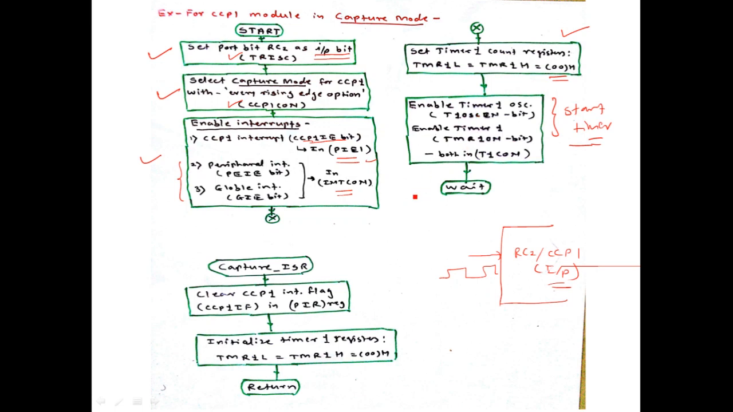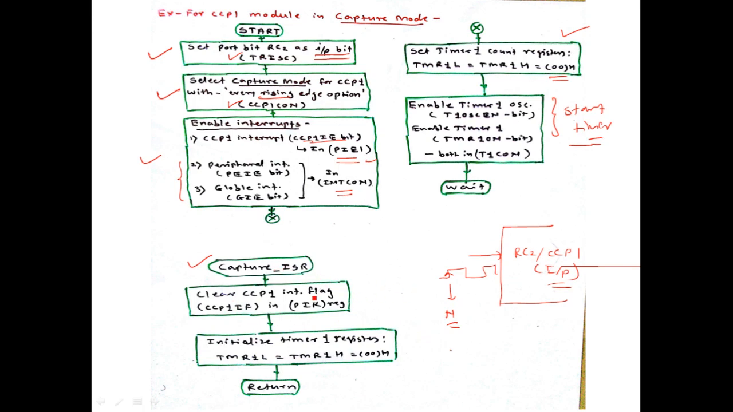Now what will happen? Because you have selected the every rising edge option, when the first rising edge of the input signal comes, the CPU will be interrupted, and that is the interrupt due to the capture mode of operation of the capture module. Actually, two things will happen. At the rising edge, whatever count is in the timer registers will be captured into the CCP registers. So that count will be captured, and the interrupt will be generated.